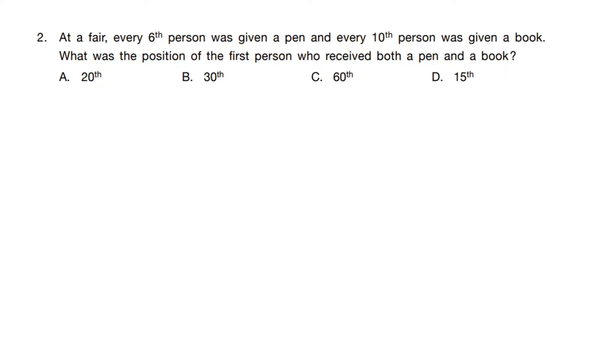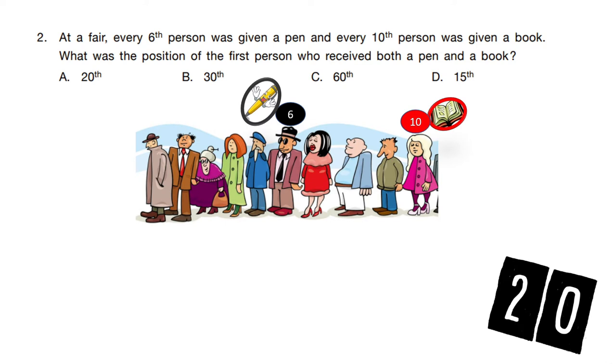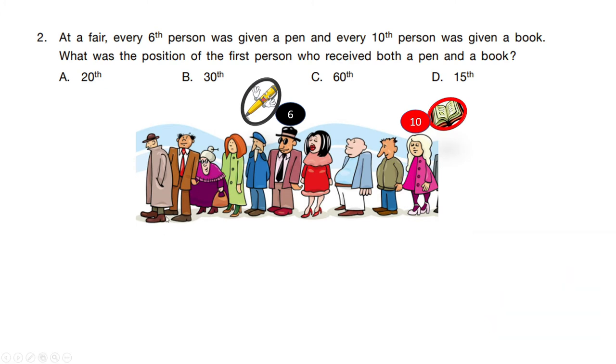Next question. At a fair, every 6th person was given a pen and every 10th person was given a book. What was the position of the first person who received both a pen and book? Well, what this indicates is that every 6th position gets a pen. That means every multiple of 6 receives a pen. And every 10th position, that means every multiple of 10 receives a book. And we need to find the one which will receive the pen as well as the book.